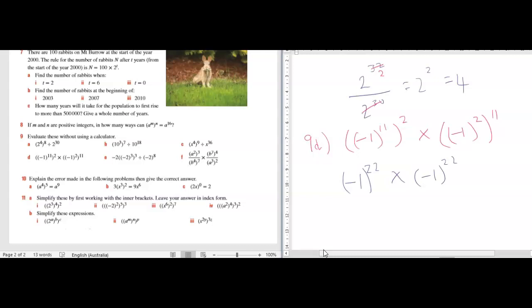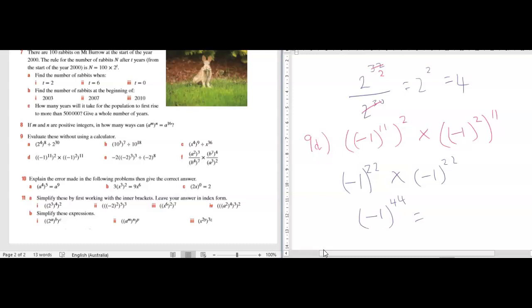They're both even numbers. So I'm going to keep that as negative 1 just so I can show you if it was a different base that we add our powers. So 22 and 22 gives you 44. But because we're dealing with a number 1, 1 to any power will always be 1. But when you're dealing with negative 1, it will become negative 1 if it's an odd power, and it'll become 1 if it's an even power.